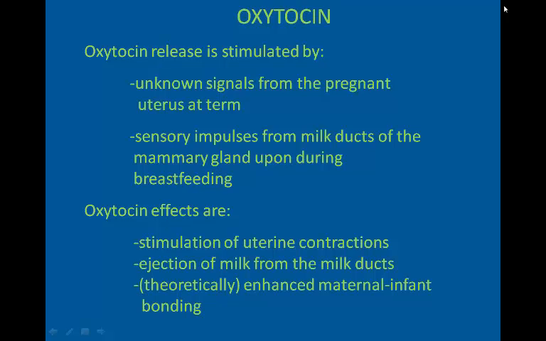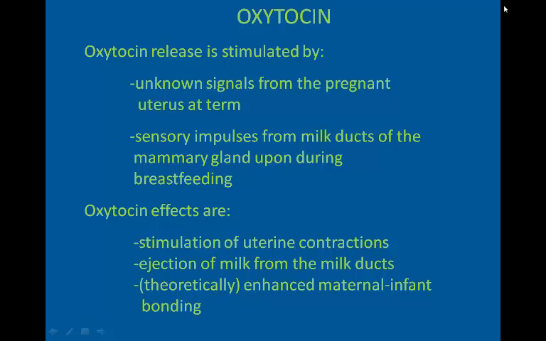Another condition in which oxytocin is released is during breastfeeding. So sensory impulses coming from the milk ducts of the mammary gland, occurring from the action of the breastfeeding infant, travel up through nerves to the hypothalamus, causing the release of oxytocin at that time also.